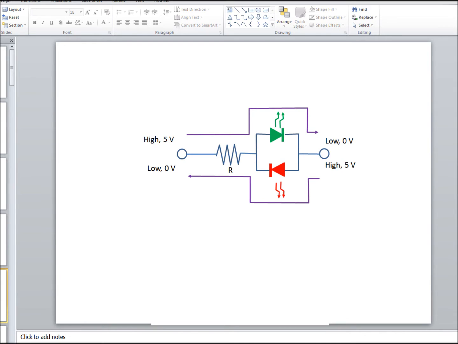As I mentioned at the start, a 2-color LED is actually 2 LEDs connected in parallel, but with different orientation. When this pin is high and this pin is low, the conventional current goes this way, so this green LED would light up. On the other hand, if this end was high and this end was low, the conventional current goes in the opposite direction and this one lights up.